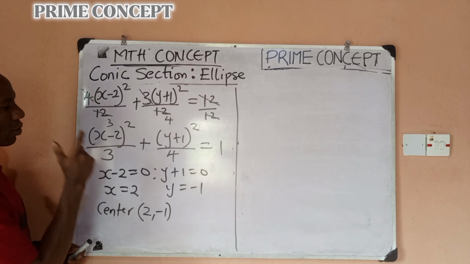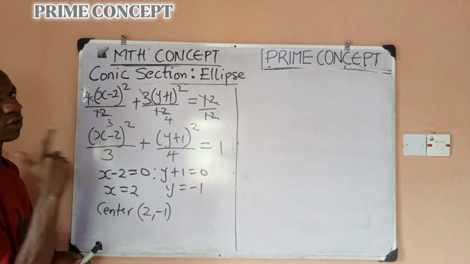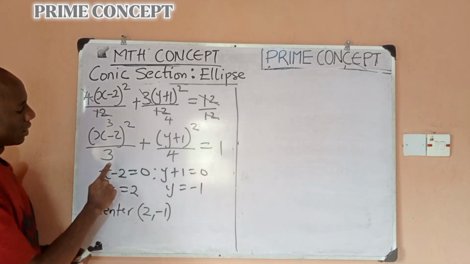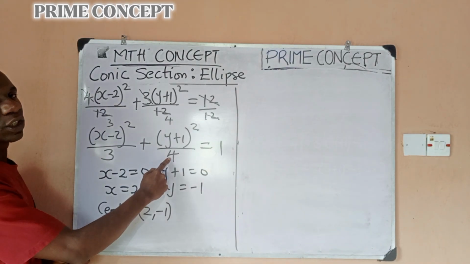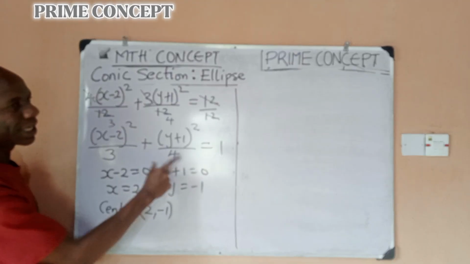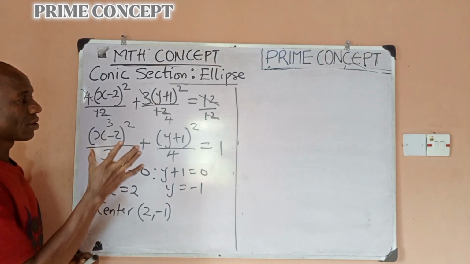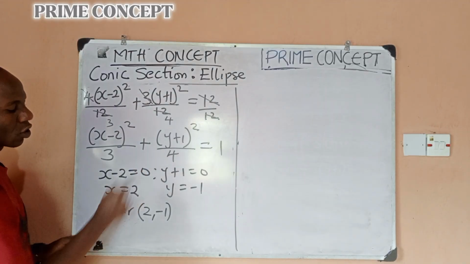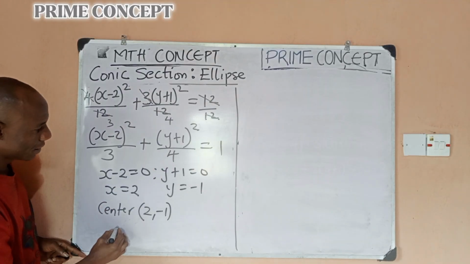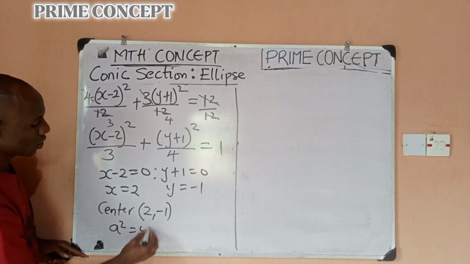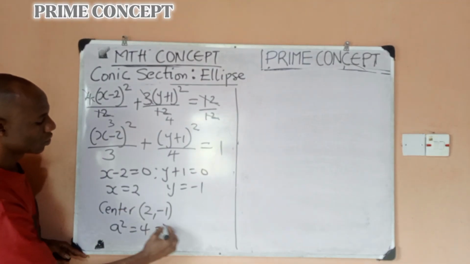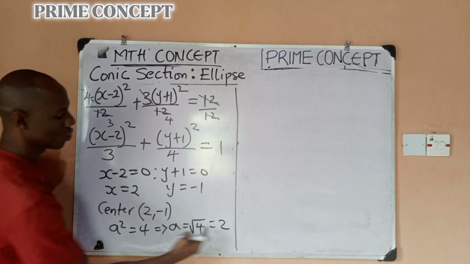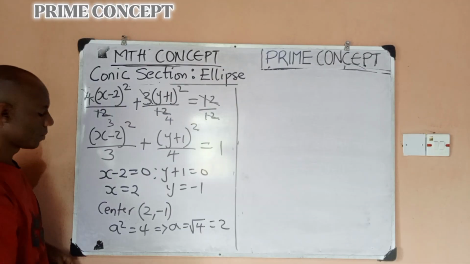Now, I know that in order to do those other things, I need to find a and b. Remember, we said the major axis of our ellipse is determined by the value that is bigger. So between 3 and 4, which of them is bigger? Of course, 4 is bigger. So it means that the major axis of our ellipse is what? The y-axis. So my a is going to come from here. So I will quickly say that a squared is equal to 4, so that a becomes the square root of 4, which is what? 2. I'm taking just the positive value.